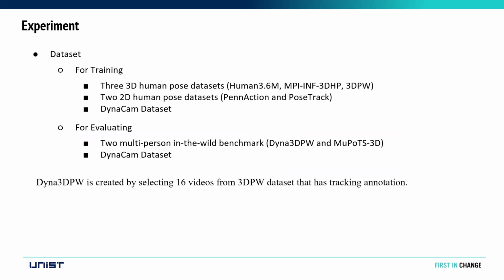For the experiments, here are the datasets that they use for training and evaluation. For training, they train on 3D human pose datasets as well as 2D human pose datasets and the newly created DynaCam dataset. And for evaluation, they only evaluate on multi-person benchmarks and the DynaCam dataset. But for DynaCam-PW3D, it is a dataset in which they take 16 videos from the 3DPW dataset that contain only two persons with tracking annotations.